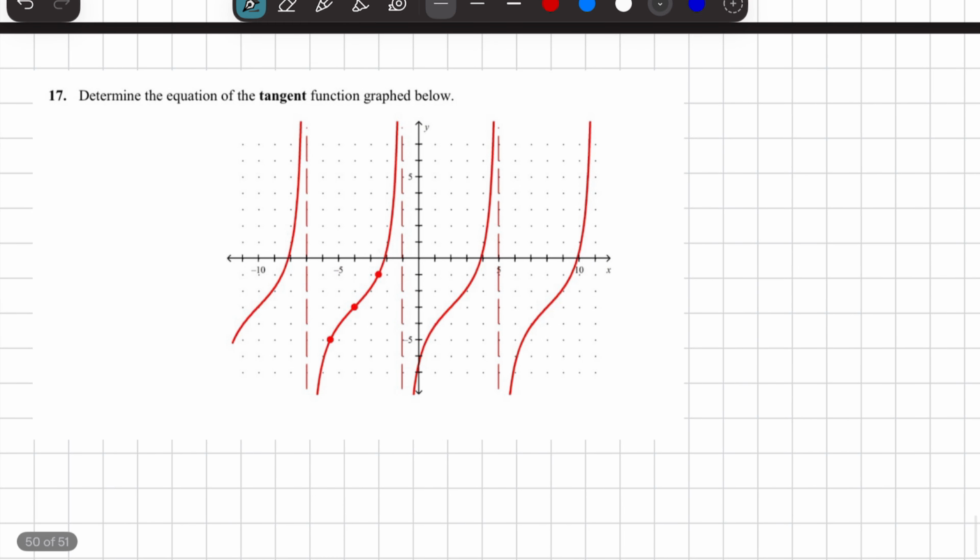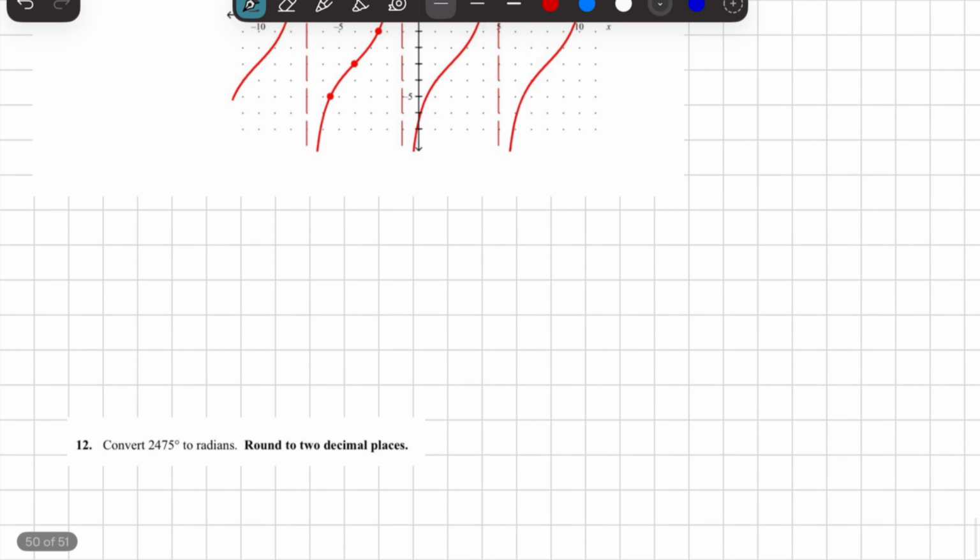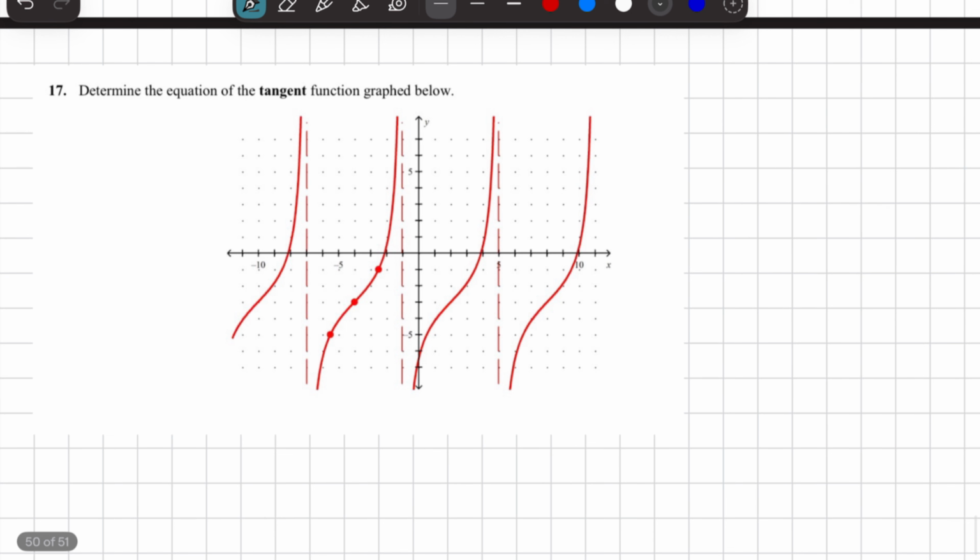Okay, 17, this is the last graph one, and I think there's 2 conversion ones, so you can go ahead and do this. Also, all of these should have been without a calculator. The next two you can use a calculator, but these ones should all be without a calculator. Okay, you can go ahead and try that.